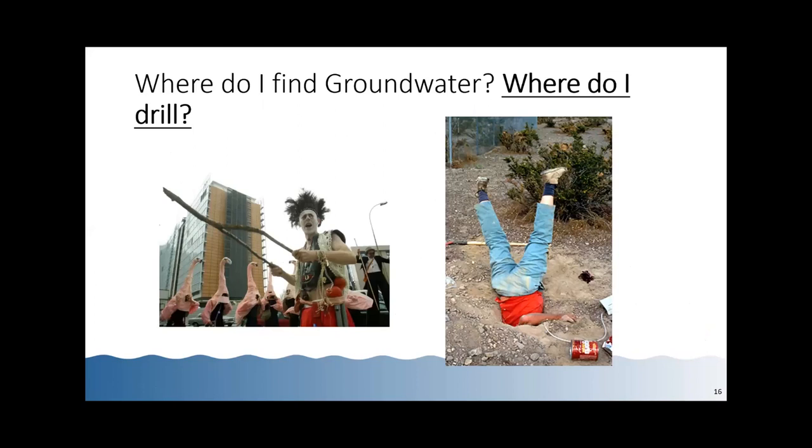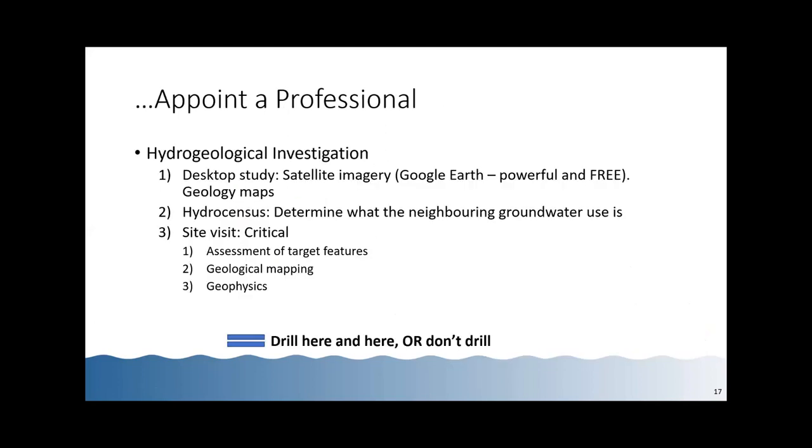So how do you do that? Well, firstly, you can appoint a professional. And the hydrogeologist will start by doing a complete investigation of your property, be it a farm or in the industrial area or even your house in town. And that investigation comprises of 3 main steps.